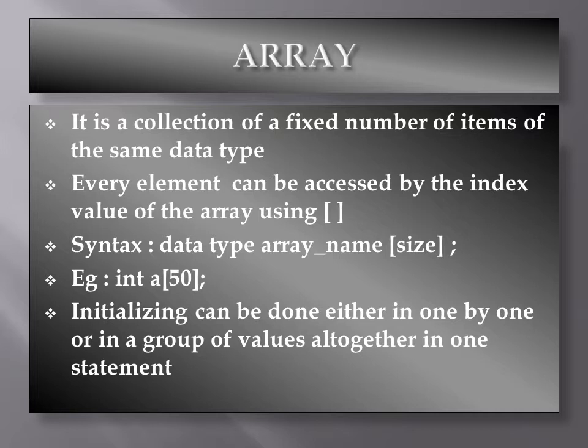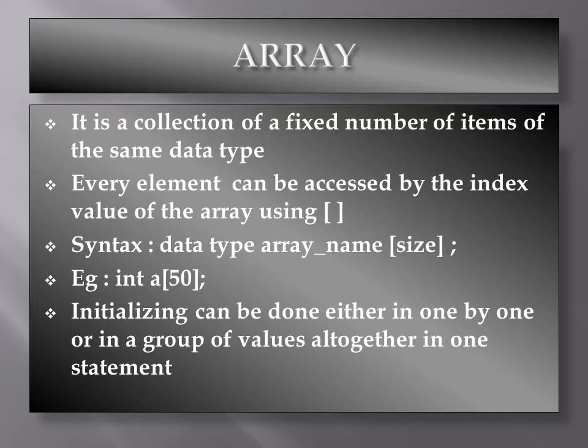If you want to store a set of values of the same data type in a particular variable, that variable will be known as an array. That means it will store a set of values in memory. Now, each of these elements can be accessed by the index value of the array using square brackets, with the index value placed at the top of the array.